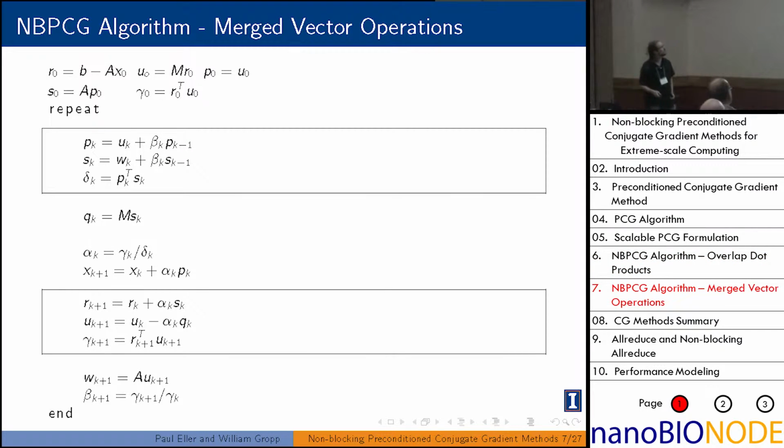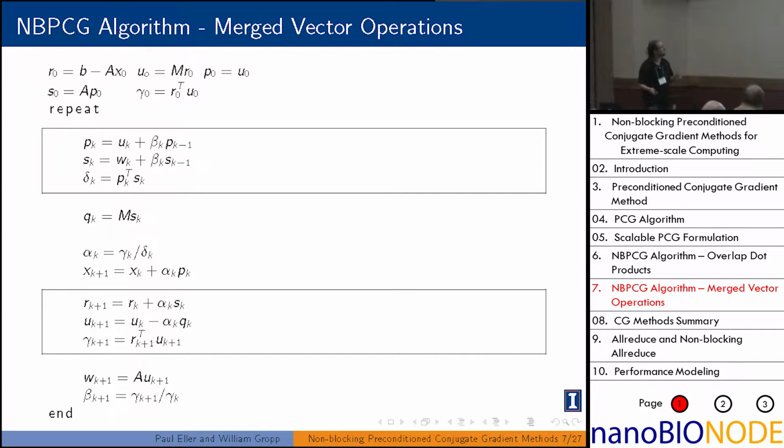And the second thing to note is that when you rearrange these methods, you end up with additional vector operations. But we can use merged vector operations to limit the cost of this. If you do this the naive way, you would do this first vector operation, you would load P and U, you do the second one, load S and W, and then in the third one, you'd load P and S again. If you merge this and do this one element at a time, you can do 4 loads instead of 6. And in general, the loads and the stores are the costly part of these operations. The computation itself is pretty cheap.